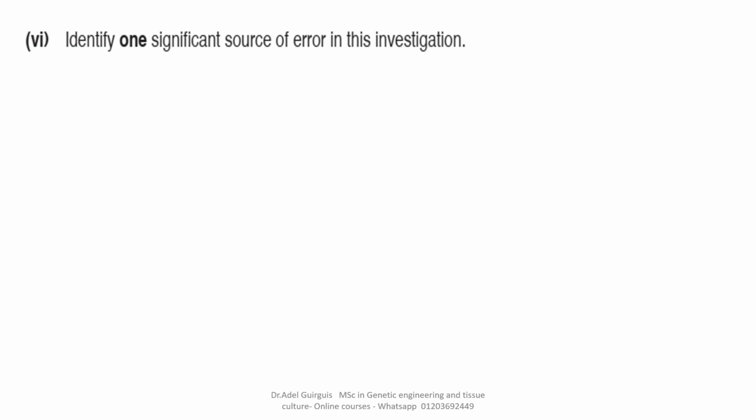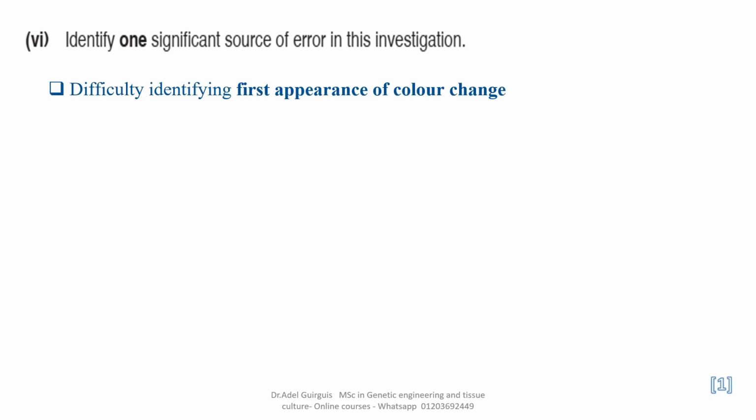This is a source of error because of being unable to detect, judge or identify the first appearance of color change. This is common in all experiments where the observation is a change in color. This source of error is common, with difficulty identifying the first appearance of color change from blue to green. It differs from one person to another. It is subjective because it depends on the naked eye.